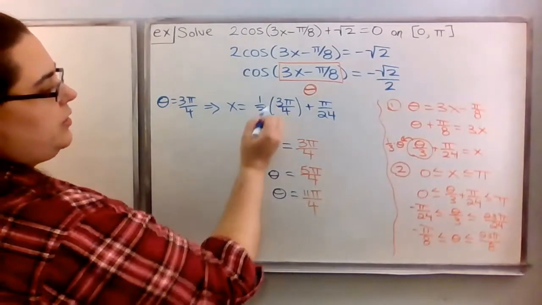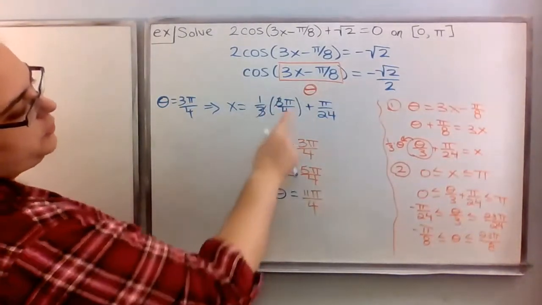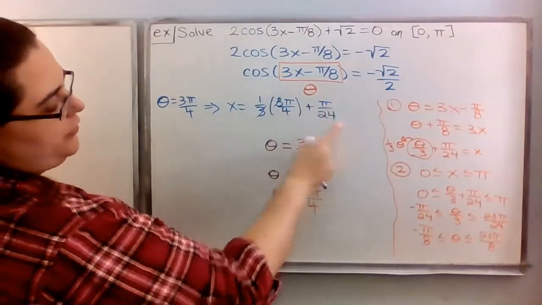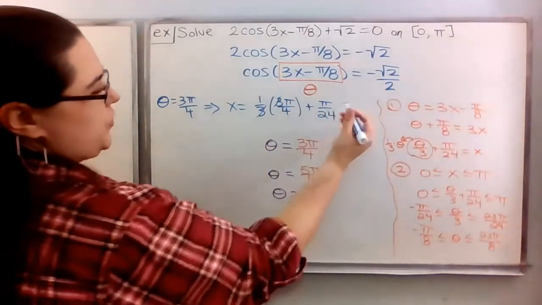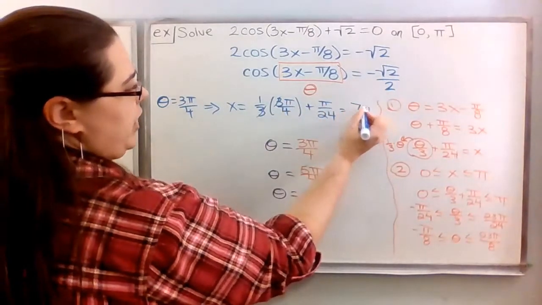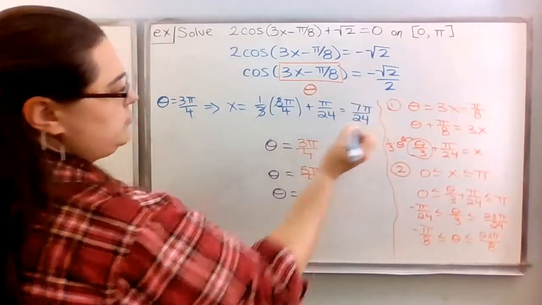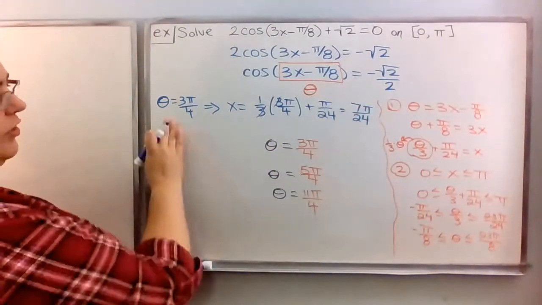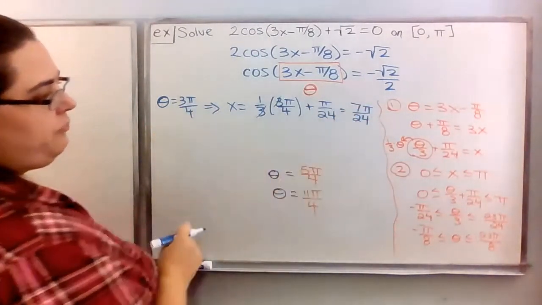So let's see. That's going to give me pi fourths plus pi over 24. So that is going to be 7 pi over 24. Okay, so we figured out this first piece.